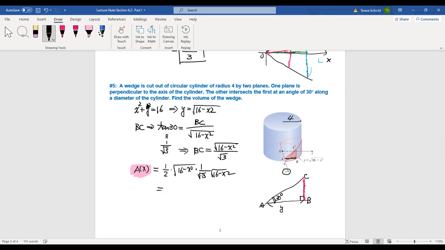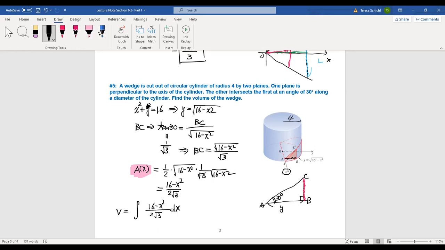Cool, right? So now you have 2 square roots of 3 and the square roots cancel, leaving 16 minus x squared. Now the volume is very easy. So it's A(x), right? So this is 1 over 2 square roots of 3 times 16 minus x squared dx. So correct? Let's take a look.